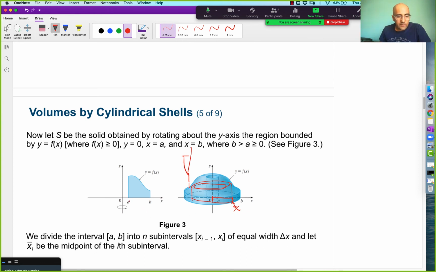Okay, so we're going to divide the interval from a to b into n little intervals, n of them. And then inside each one of these, we're going to randomly pick one value, and that'll be our x sub i value, right? Each one of these is going to have a width of delta x. So that means the width of my little shell is going to be delta x.